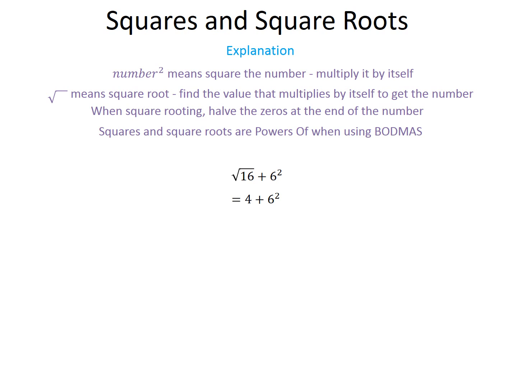So that means that I just change this square root 16 straight into 4. And this 6 squared I haven't used yet. And then what's 6 squared? 6 times 6 is 36. So I change that 6 squared into 36. Now I can add these guys together to get 40.